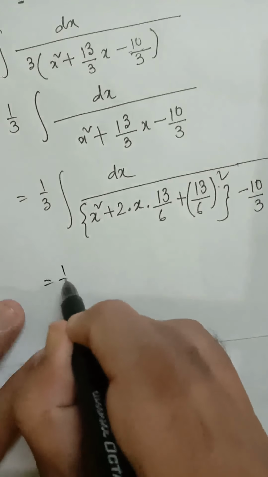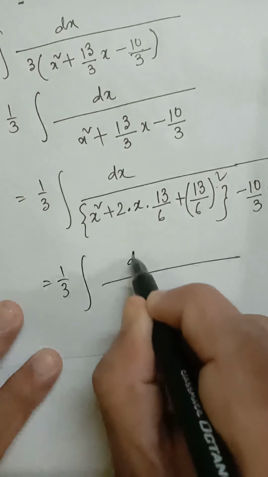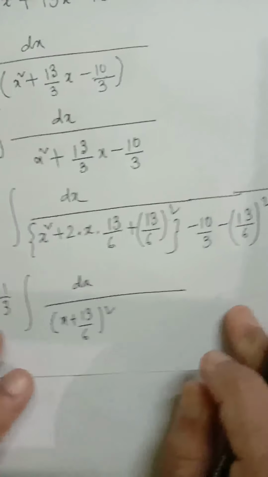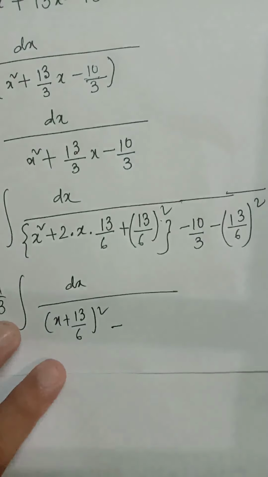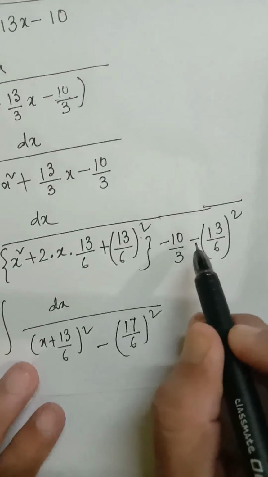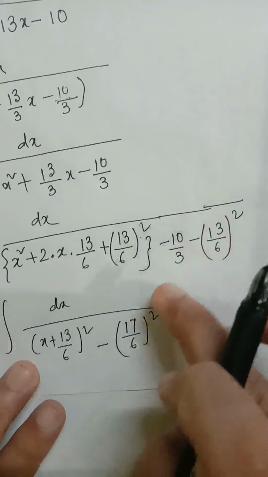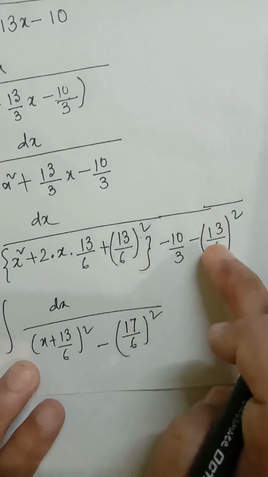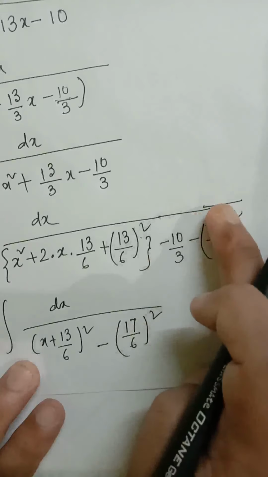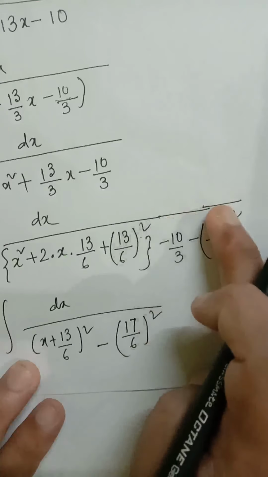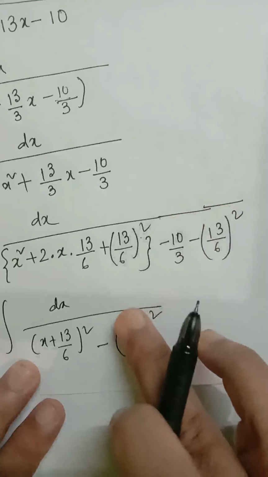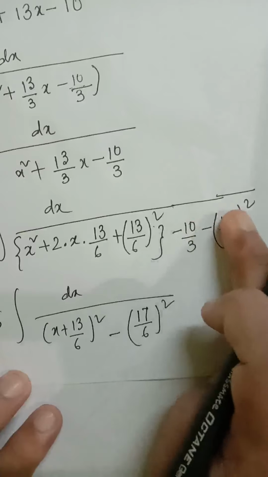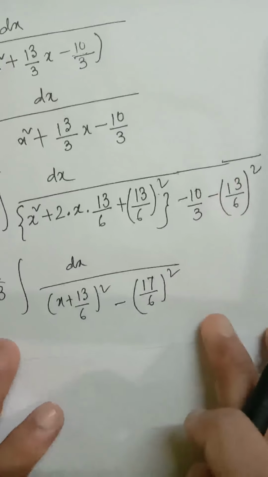Now 1 by 3 dx by, this is (x plus 13 by 6) whole square minus, now if we simplify this, the value will be minus of 289 by 36. Because this is 36, if you take LCM, it will be 120 minus 169, minus 289, which is 17 square, and the denominator is 36, 6 square. So if we simplify, this will become 289 by 36, which is (17 by 6) whole square.